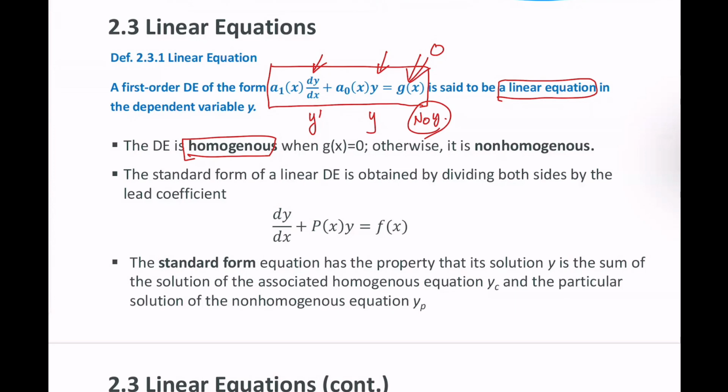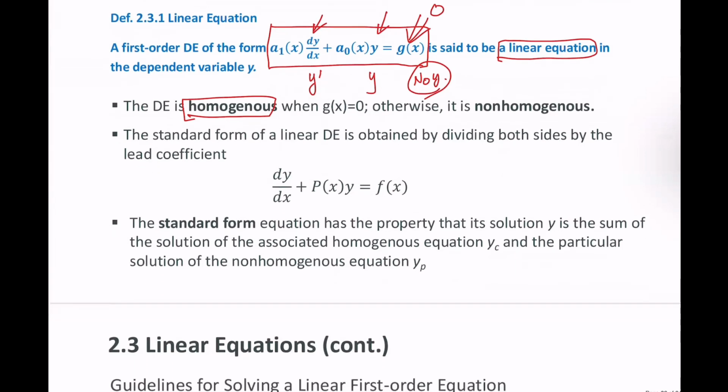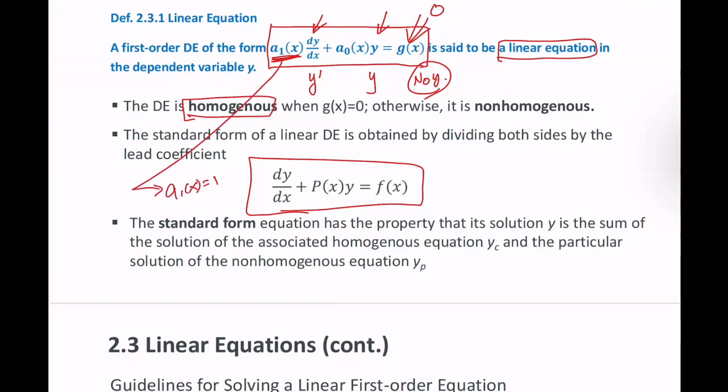So the standard form of a linear equation looks like this. What happened here is we don't have a coefficient in front of dy over dx. I said we don't have, but basically we have a 1. So if a1(x) is not 1, then we need to divide every single term by a1(x).